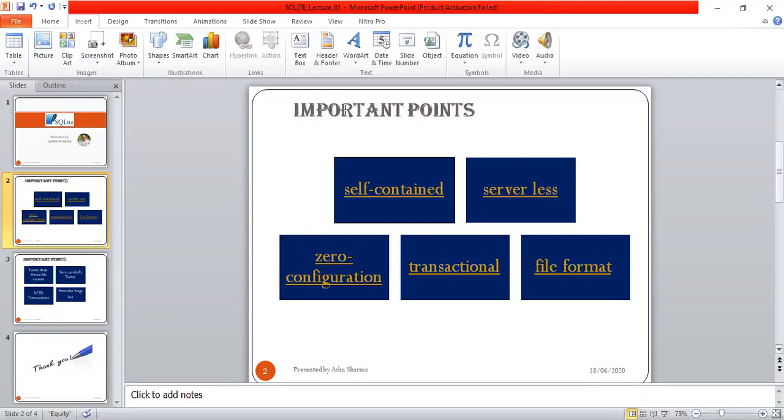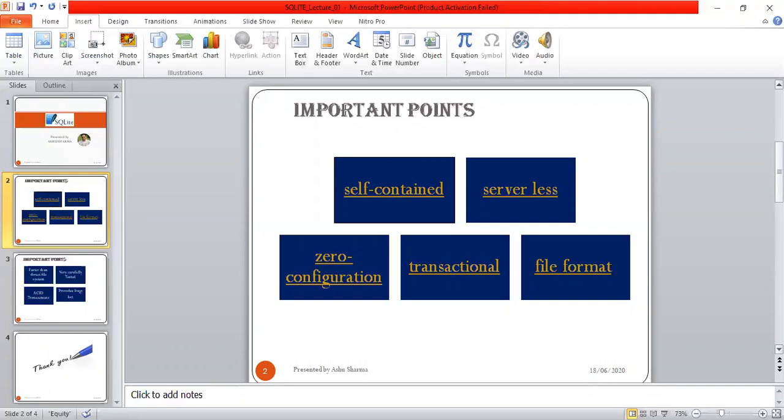Now the next one is that SQLite is serverless. Why do we say this? Most SQL database engines are implemented as a separate server process. With SQLite, the process that wants to access the database reads and writes directly from the database files on disk. There is no intermediate server process.